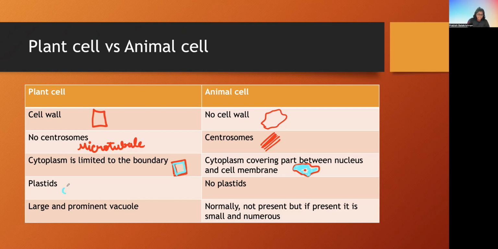In plant cells, there are plastids like chloroplast, chromoplast, and leucoplast, while in animal cell, we do not have any plastid. The plant cell has a very prominent vacuole, while in the animal cell, it is not present, but if it is present, it is small and numerous. That is many in number.